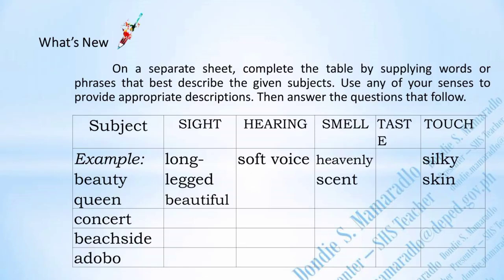A sample subject: beauty queen. For sight, long-legged, beautiful. For hearing, soft voice. For smelling, heavenly scent. And I left taste blank there. For touch, silky skin. It's your turn for the words concert, beachside, and adobo.